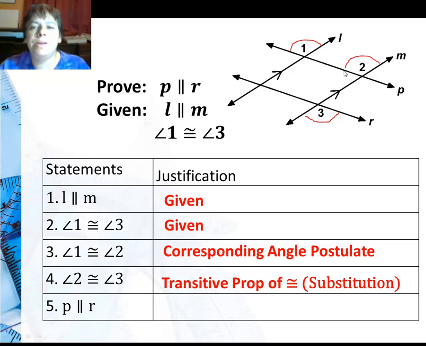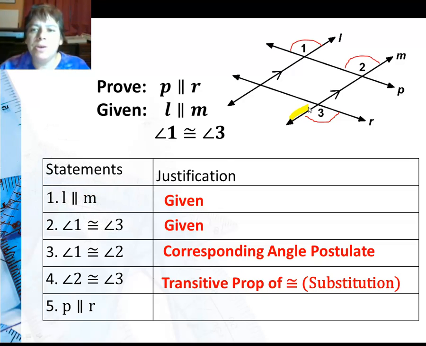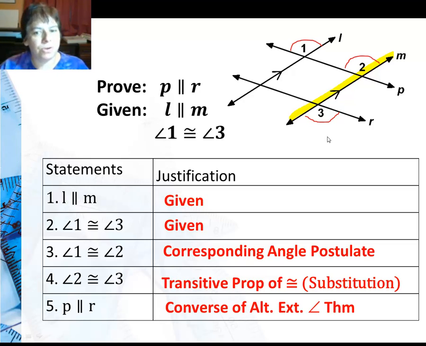Now I can conclude that the two lines are parallel. Why can I do that? Well, let me go ahead and mark my highlighter. Here is the transversal. I'm trying to prove that P and R are parallel, so I don't want P or R to be highlighted. M is my transversal. I have angle 2 and angle 3 congruent, and they are alternate exterior angles. So to prove something's parallel, remember we use the converse. In this case, I'm using the converse of the alternate exterior angle theorem.